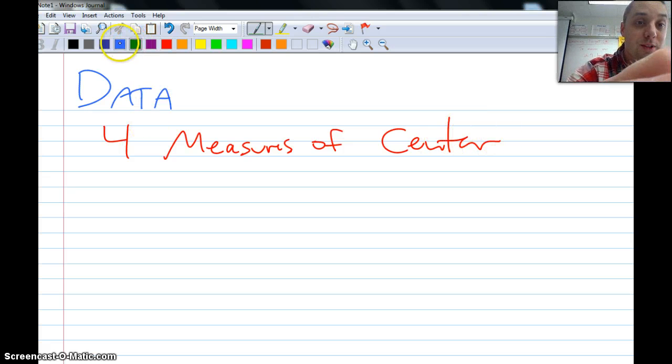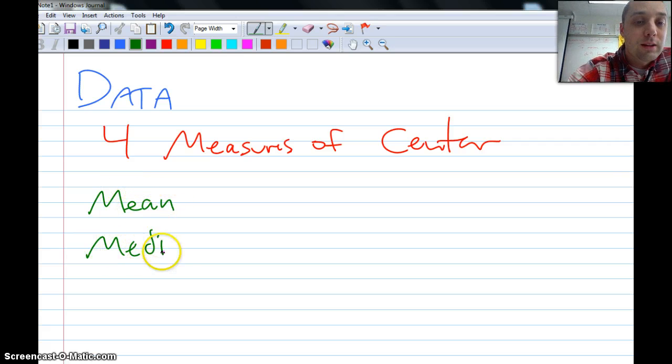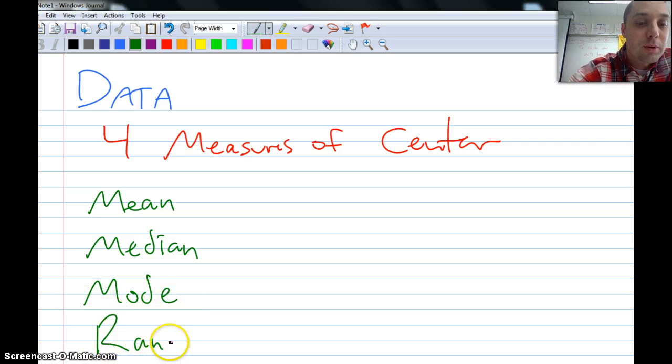The 4 measures of center are mean, median, mode, range. Remember those things from 6th grade? They're pretty easy. We're going to do a one-word definition for each one and then do 2 little examples. I think you'll get these.